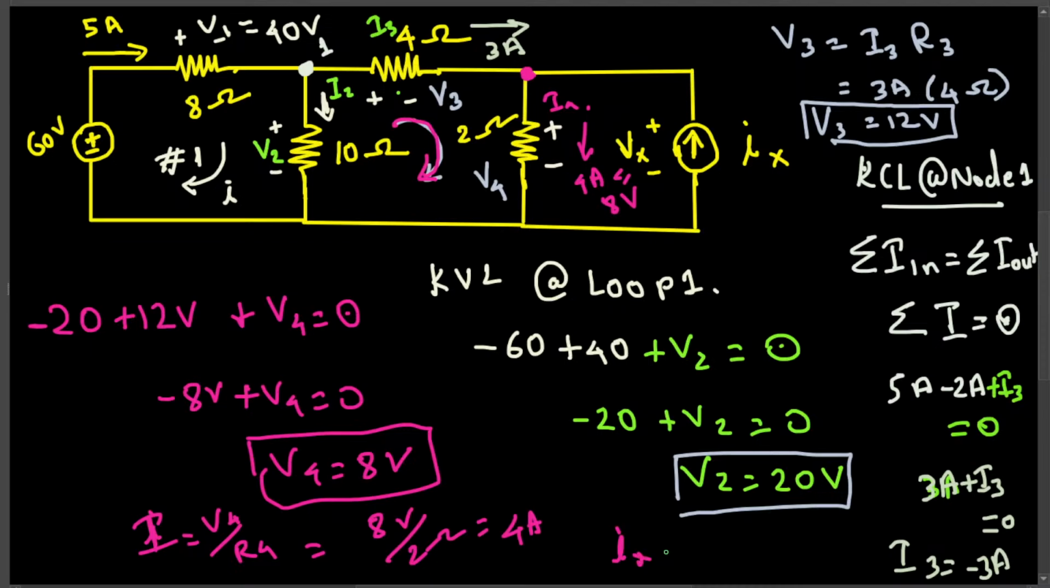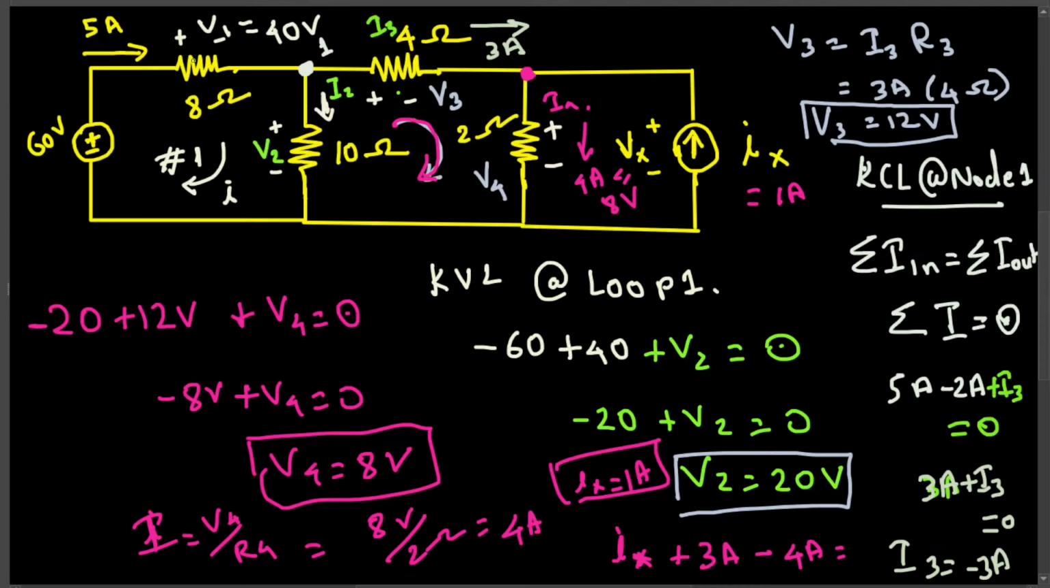Ix is entering the node, so that's plus. And then 3 ampere is entering the node, plus, and 4 ampere is exiting the node, so minus. So that is 3 minus 4, minus 1 ampere. So Ix is 1 ampere. That's our final answer. Ix is equal to 1 ampere.